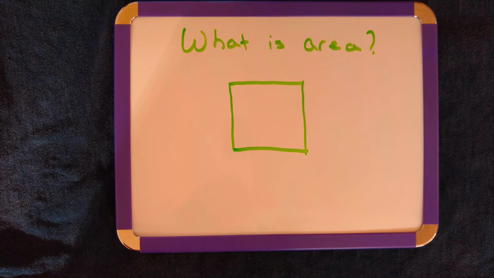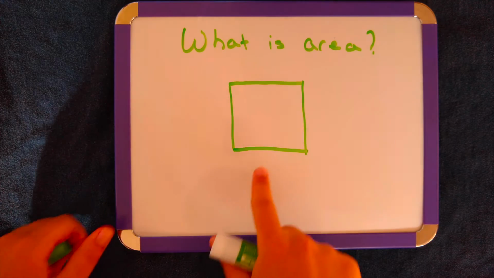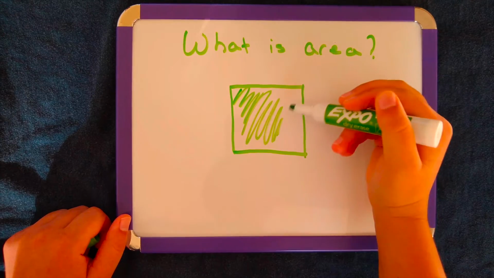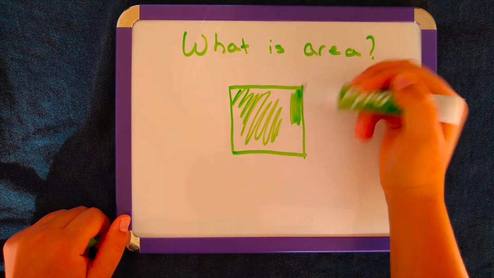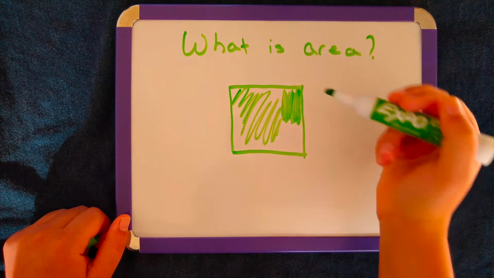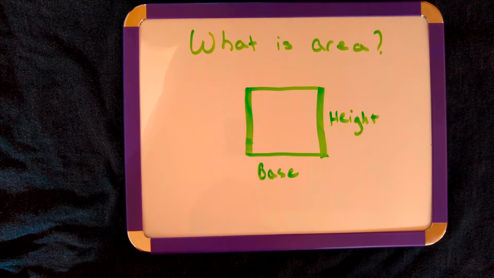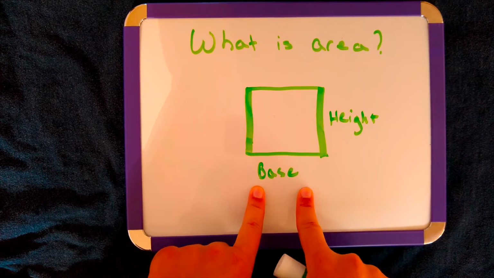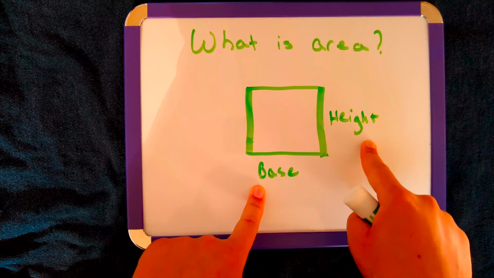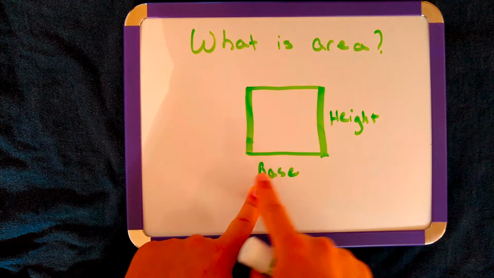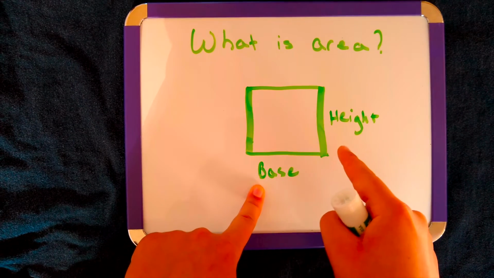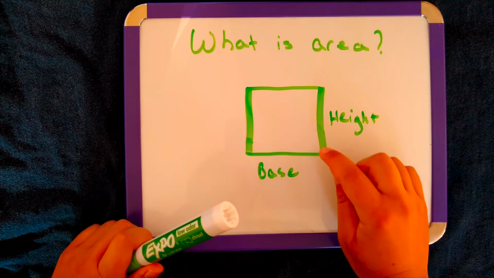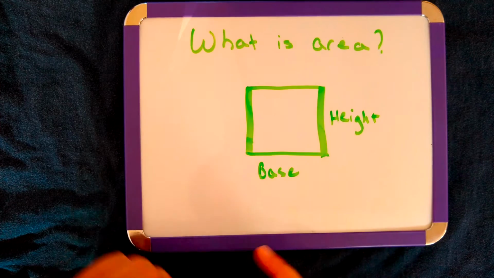What is area? Area is the part of a shape that fills the inside of the lines. For example, the area that I'm coloring right now. To find the area of a square or a rectangle, you will take the base multiplied by the height. This works because you are combining how long it is, the base, to how tall it is. And then that gives you the inside of this shape.